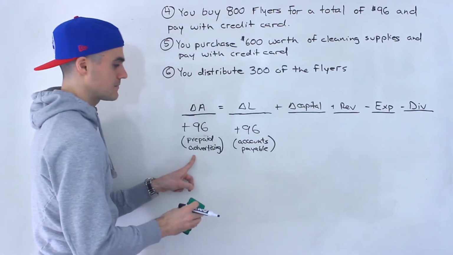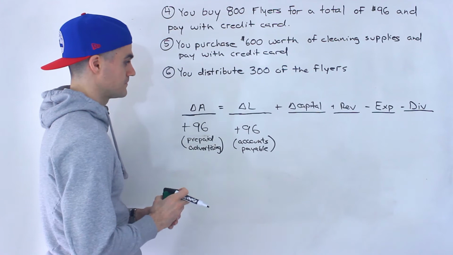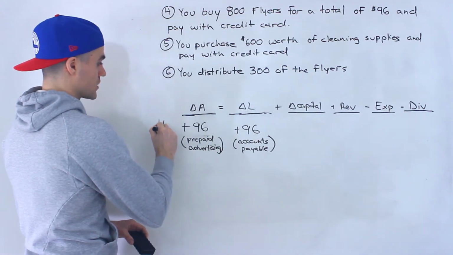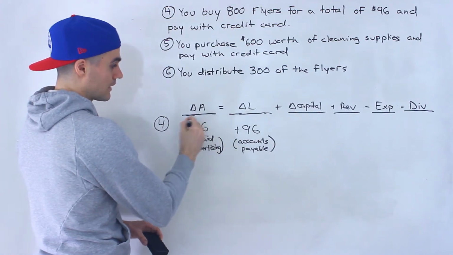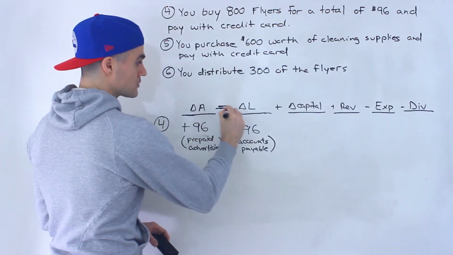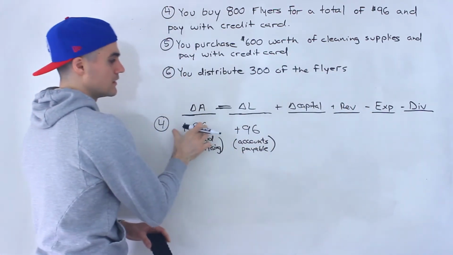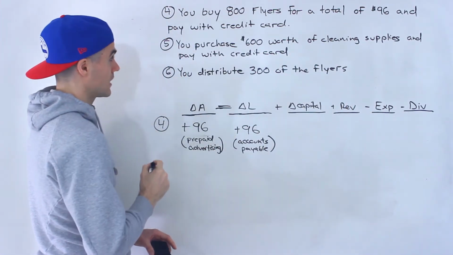Prepaid advertising is a type of asset. So that's the account I'm going to use for that. And this is it for transaction 4. Notice that it's balancing out. We got 96 on the left side. Remember, the equal sign is over here. So the left side is this, and all of this is the right side. Notice that it's balancing out.